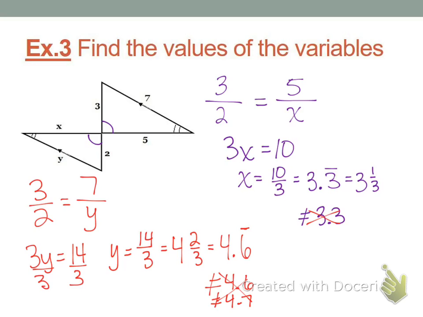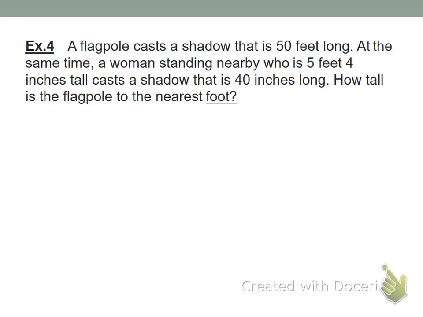Questions, concerns? Need more time? Okay, pause for a moment. A flagpole casts a shadow that is 50 feet long. At the same time, a woman standing nearby, who is 5 feet 4 inches tall, casts a shadow that is 40 inches long. How tall is the flagpole to the nearest foot? Can anybody foresee the biggest hurdle we have to face first in this problem? Kara?